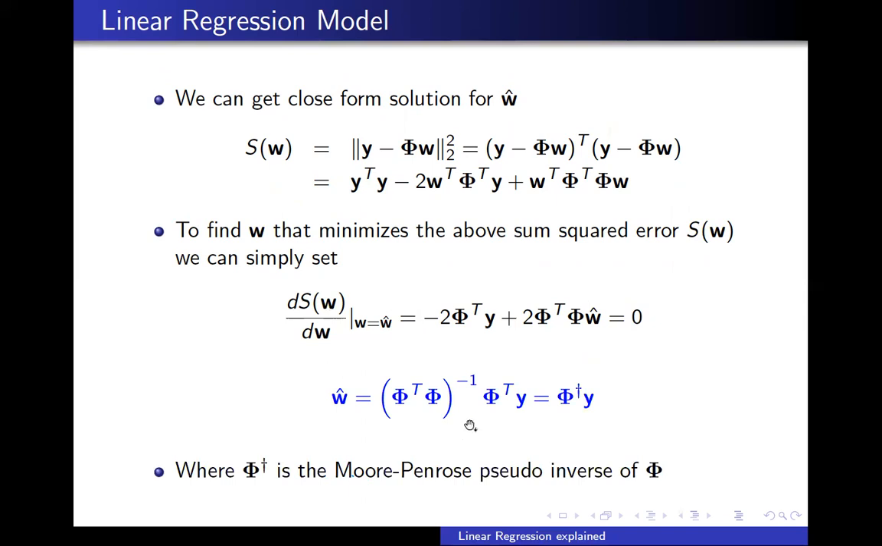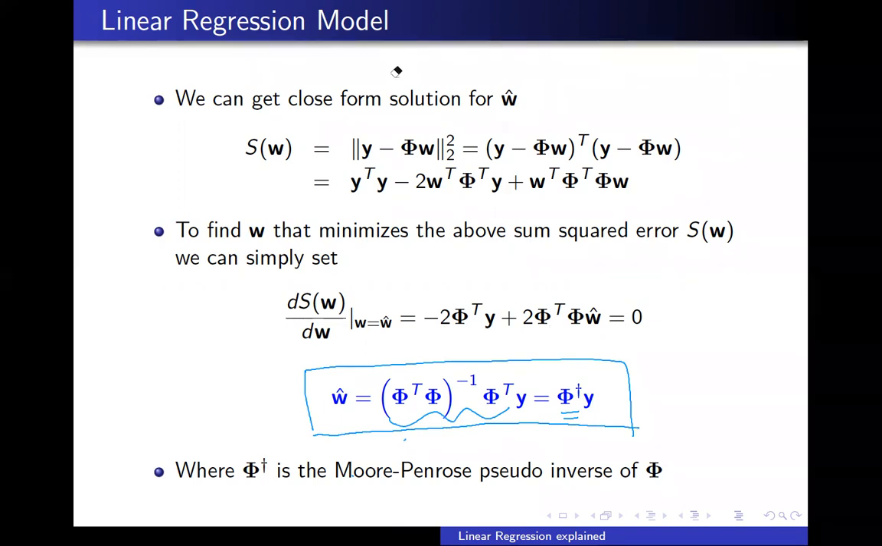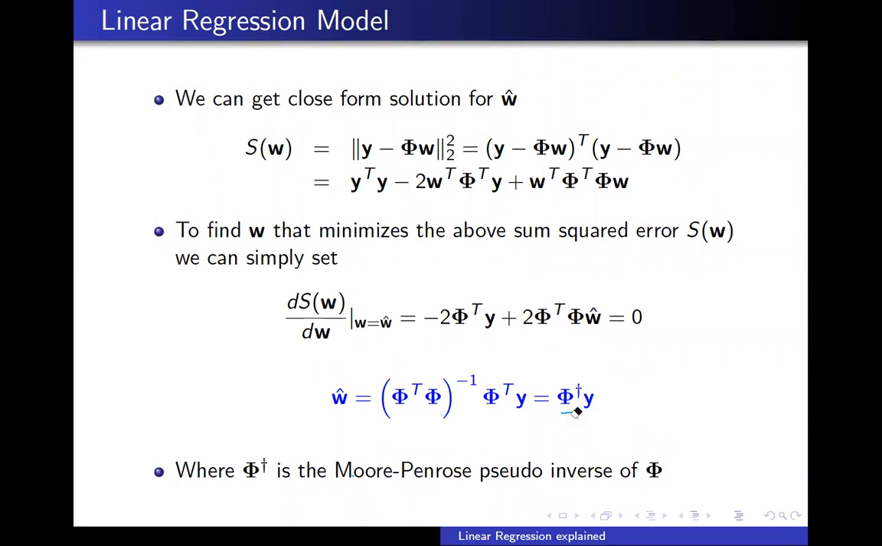If you look at this quantity over here, this is typically known as the pseudo inverse, or Moore-Penrose pseudo inverse. So we now have this closed form solution for linear regression problems, which is a very nice thing. But we'll try to explain some of the issues associated with it, and also explain the same closed form solution from a different perspective.